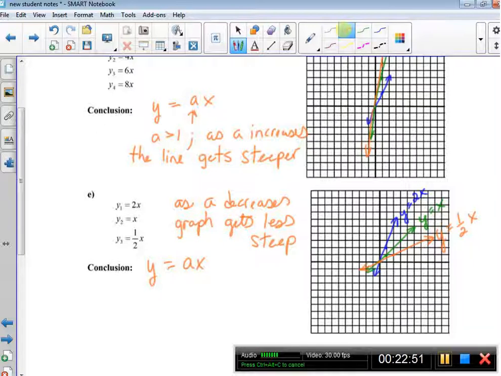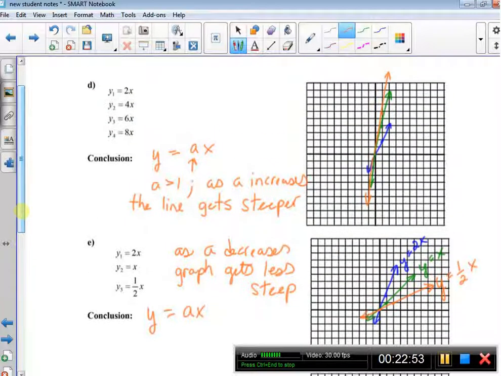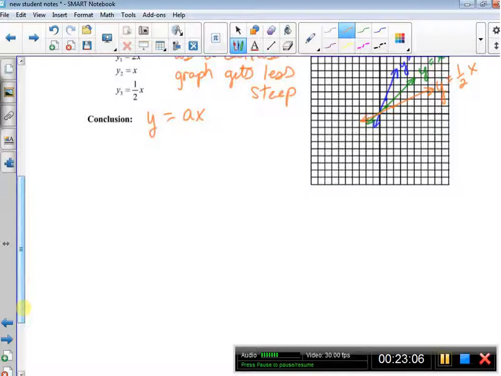Almost looking horizontal-like. So let me just go back up here for a second. This one was y equals 2x. This one was y equals 4x. And this next one was y equals 6x. Okay. And I think that's it.